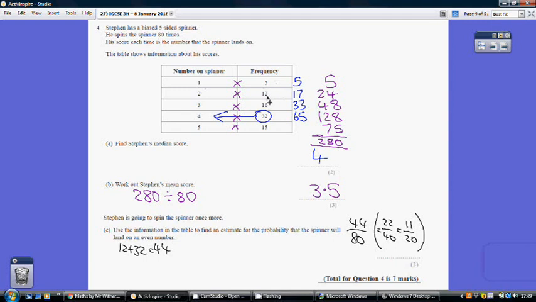On 12 occasions he achieved a 2, so how much is that altogether? Well, 12 2s are 24, and so on. 16 times 3, 32 times 4, 15 times 5. These are all subtotals of the amount in total that he achieved, adding up all the numbers. Add all of those up, we get 280. So he got a total of 280 from his 80 spins.